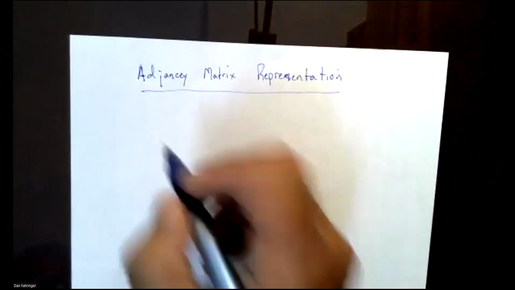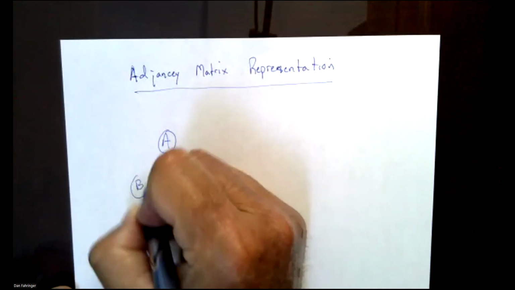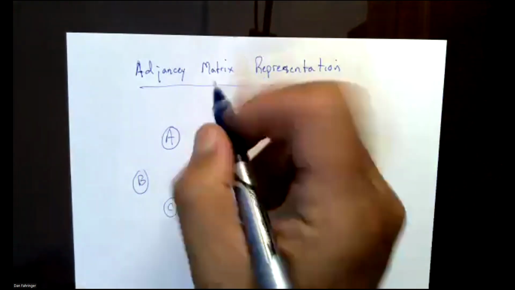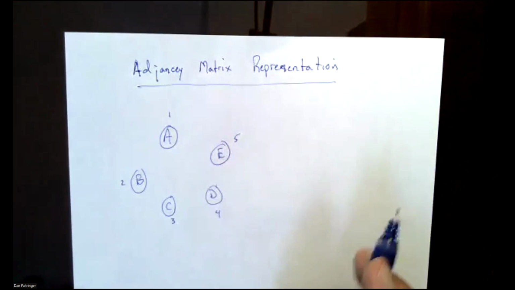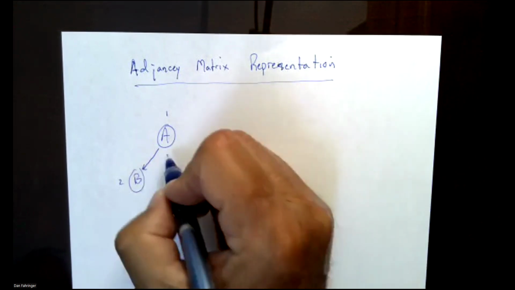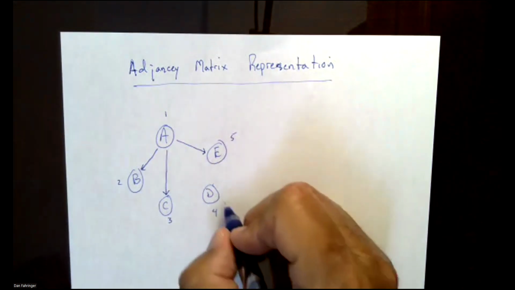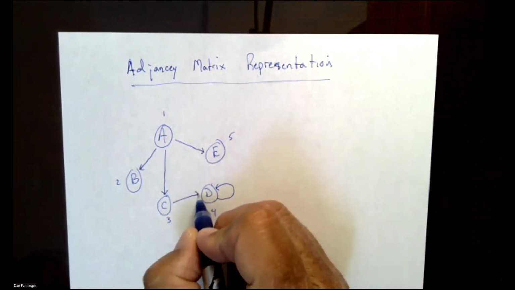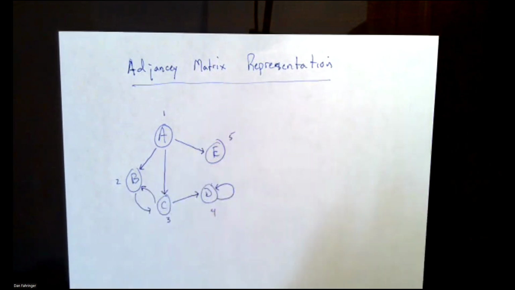Okay. So let's see, I'm going to create a directed graph. Let's just go around the horn. A, B, C, D, and E. And this would be 1, 2, 3, 4, 5. Naturally, if I said do something, you'd want to start at A. Not always. A goes to B. A goes to C. A goes to E. D goes to itself. C goes to D. B goes to C. C goes to B. It's pretty popular.